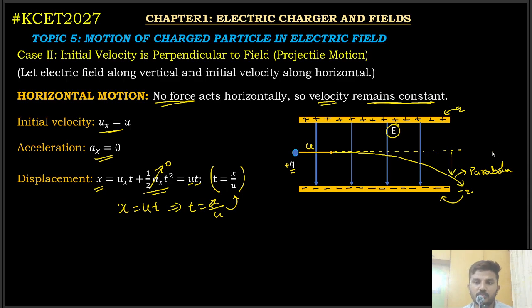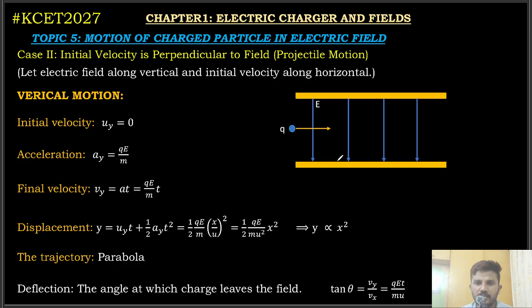In this direction it is moving. Why is it getting deviated in the direction of y? Because there is a force acting. The electric field is downwards, so there will be a force downwards, the electric force, given by q into E. So there will be acceleration downwards, that is a is equal to qE by m. Because of that there is a deflection.